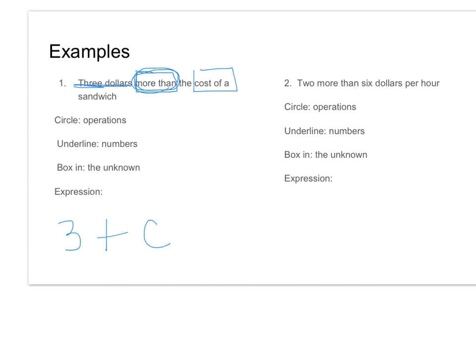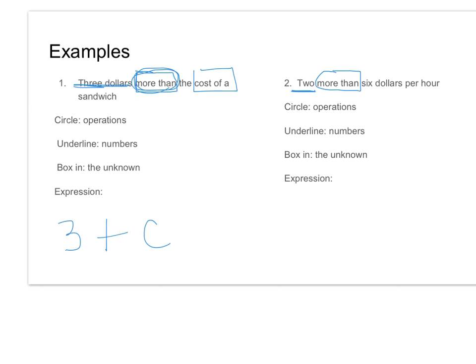Example 2. Our expression is 2 more than $6 per hour. So we have more than again. So it's 2 more than $6 per hour. Let's underline some numbers. So we have 2. And we're talking about $6 per hour.